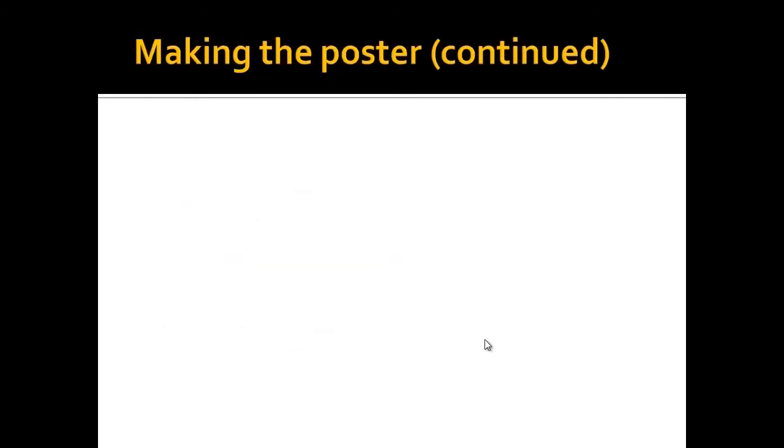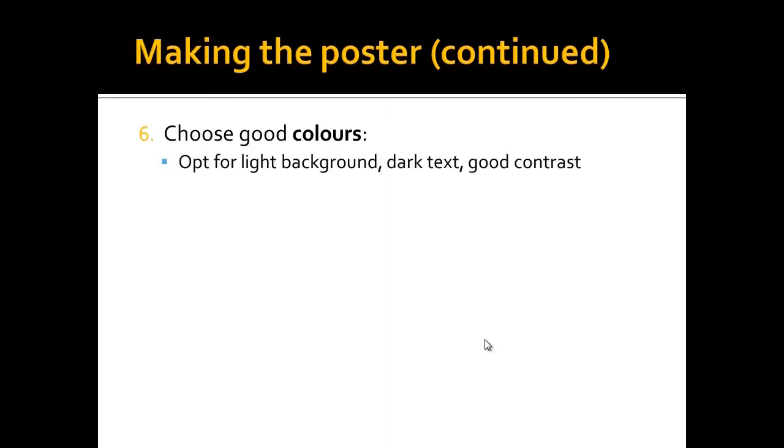All right, a couple more pointers on actually making your poster. You want to try to choose good colors. So you want to opt for a light background with dark text because that gives really good contrast and is much easier to see than a dark background with light text. And the best thing to do is have some color but not too much color. Now, of course, if you want to print out your poster black and white, there's no stopping you, and it is a lot cheaper to do so. However, it won't be as visually appealing as having a bit of color integrated into your poster.